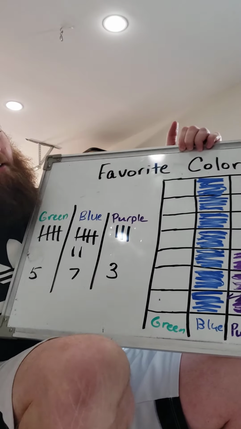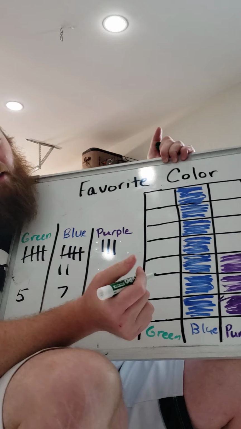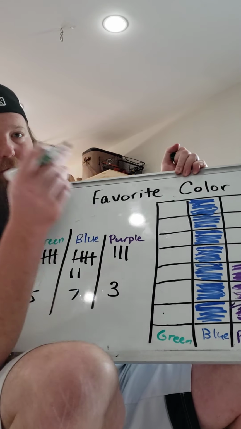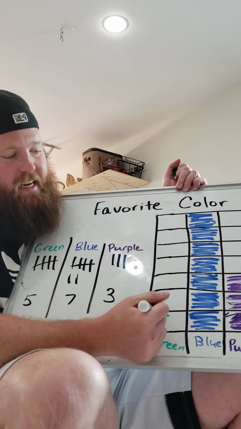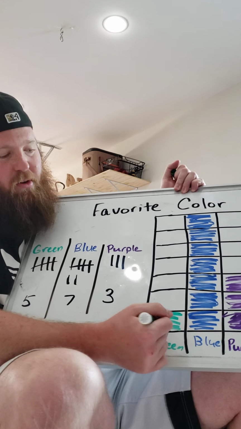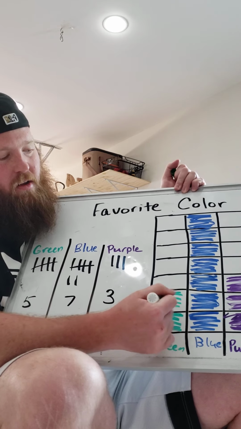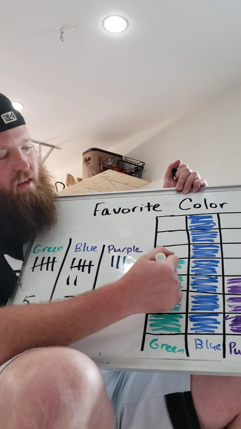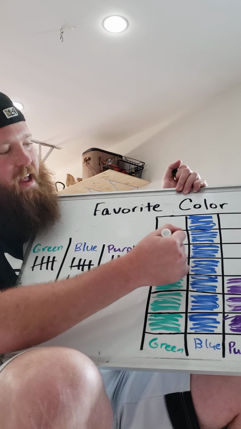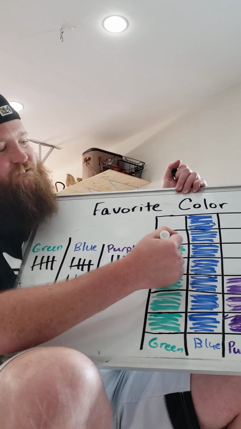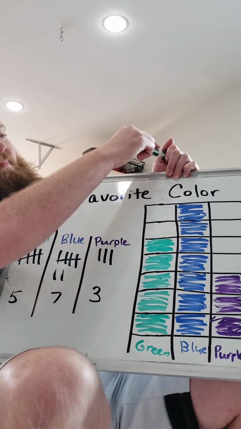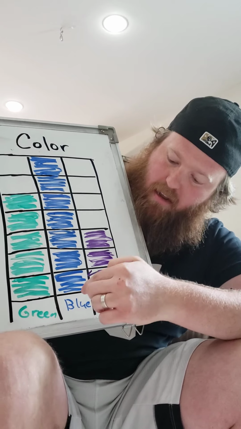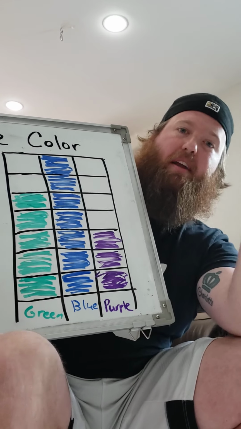Last, green. Now I know you guys know that 5 is less than 7, but for this chart it just makes it easier to see. Gives people a visual. 1, 2, 3, 4, and 5. So I have 5 for green, 7 for blue, and 3 for purple.